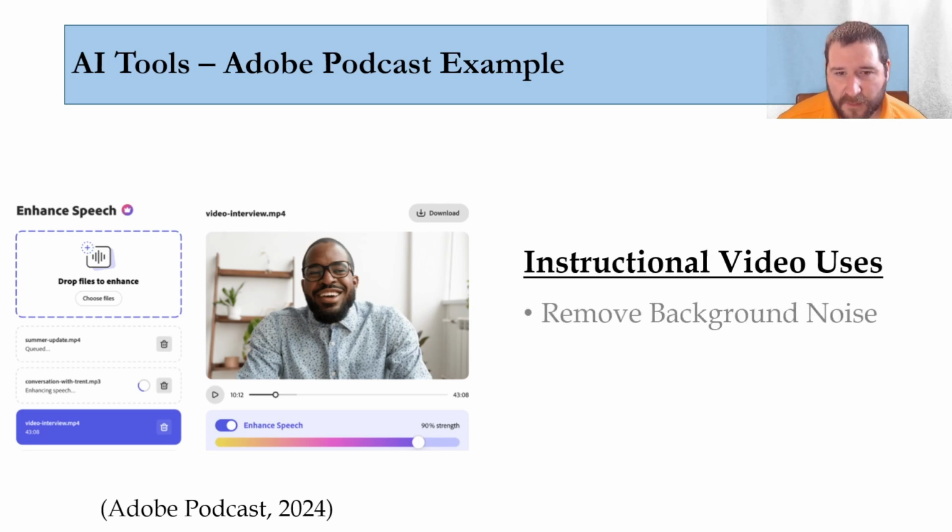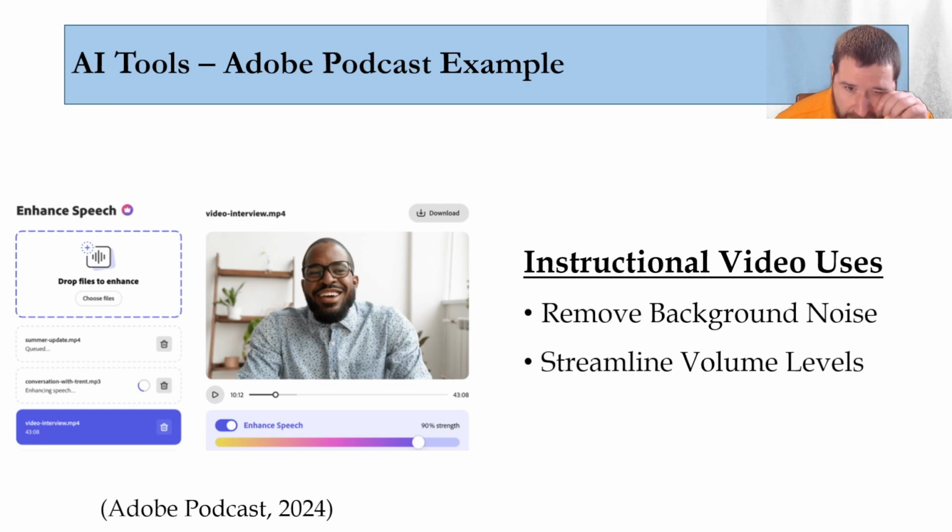Obviously, this is great because it allows us to remove some background noise from our instructional videos using these AI audio editors. It allows us to streamline volume levels. Okay, if your volume's jumping all over the place, AI can help with that. Maybe it's something that you can't re-record, right? In a live interview, something like that, where maybe the person you're interviewing is pretty quiet.